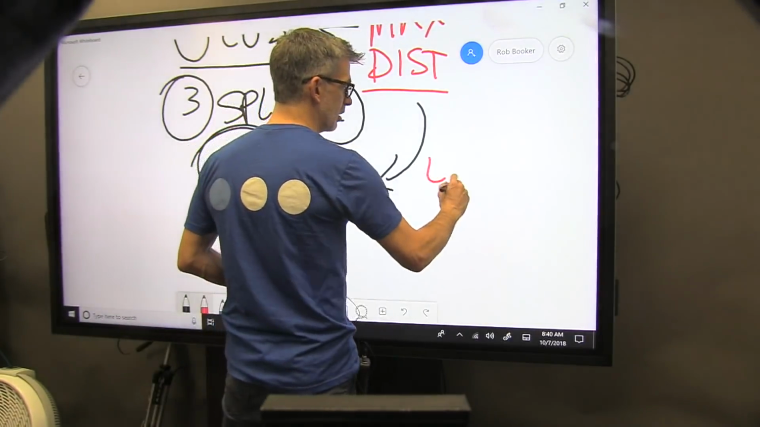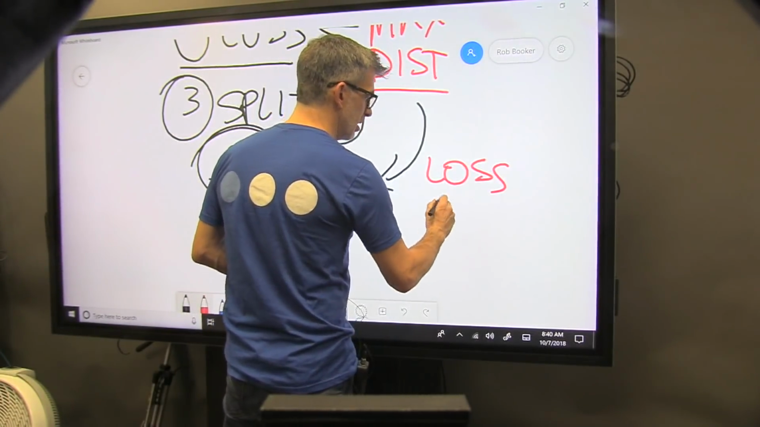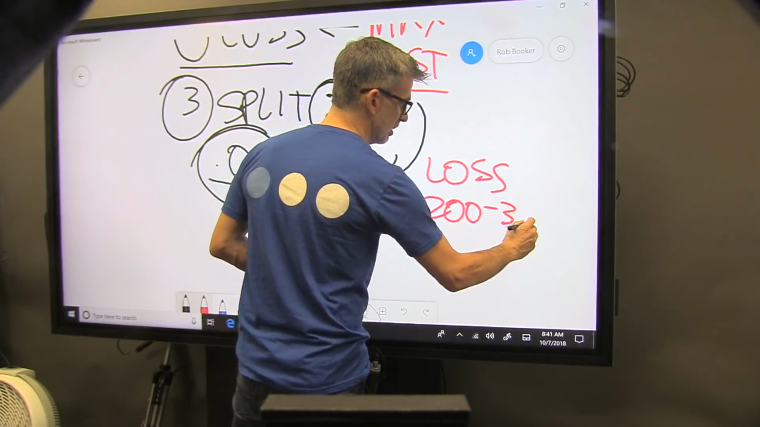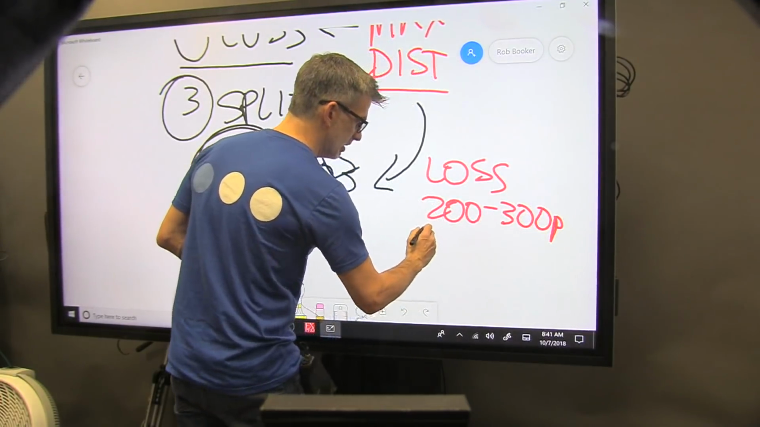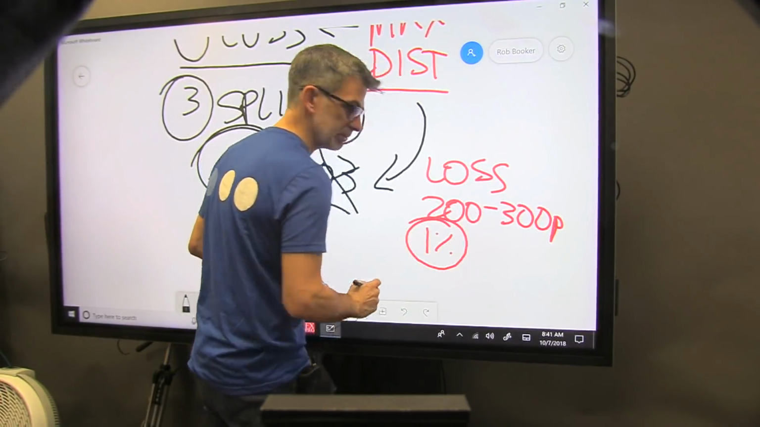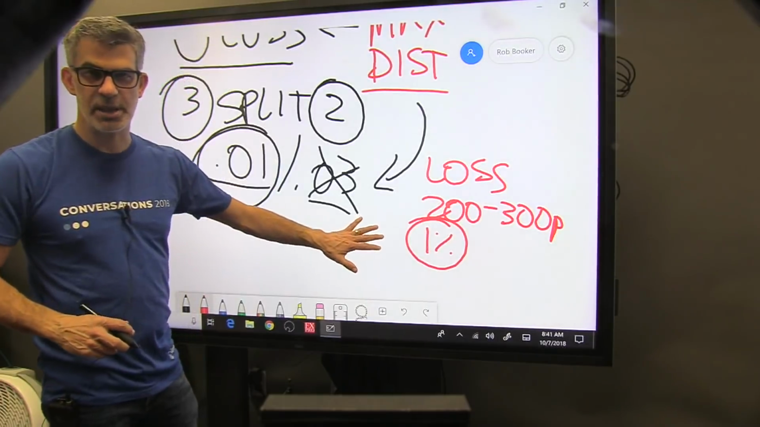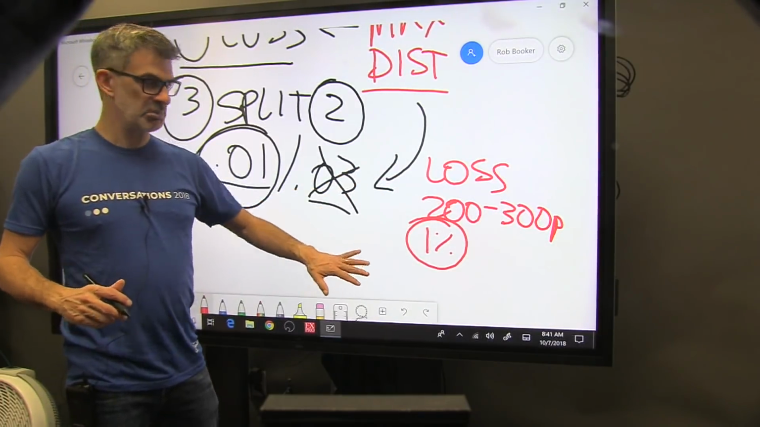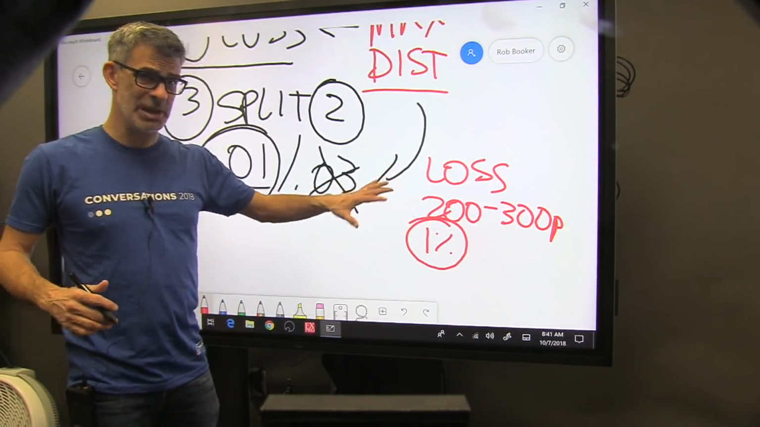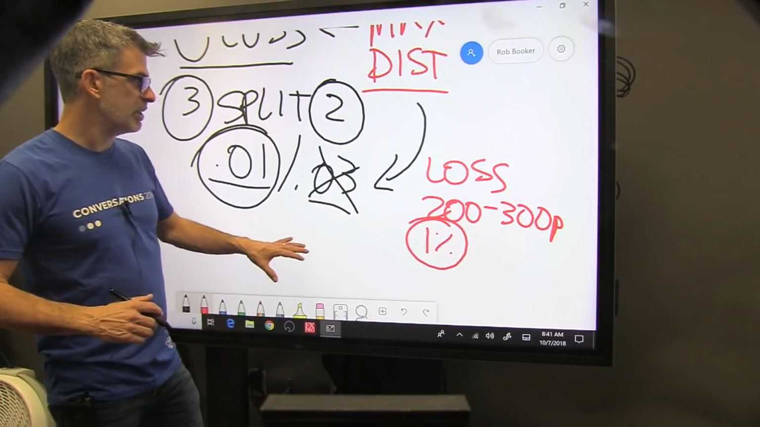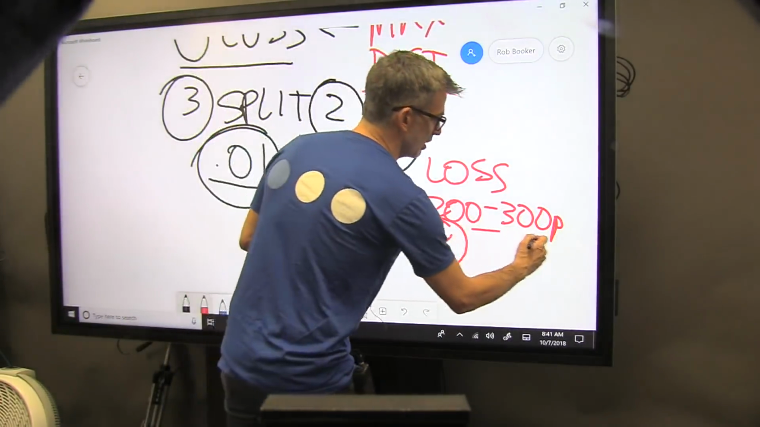That way I take a loss. I'll close a losing trade, maybe at 200 to 300 pips, and maybe at a 1% loss. So I'm going to go ahead and stop out of a trade. That's perfectly fine. Stopping out of a trade is no problem. And you might say, well, 200 to 300 pips is too big.